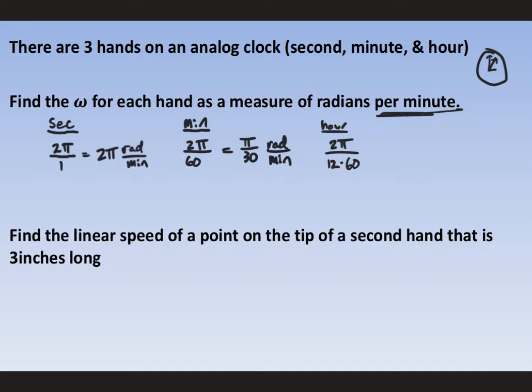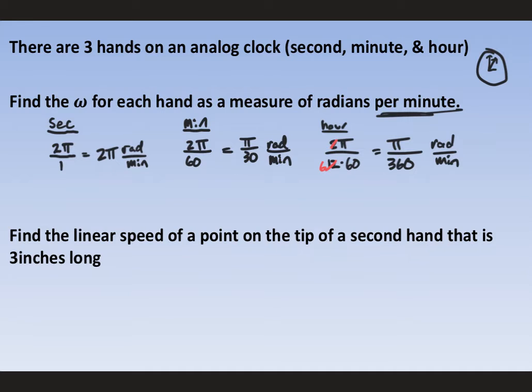So if we simplify this fraction down right here, we could do a little math to help us out. We'll reduce that down to a 6. We have 6 times 60 on bottom now, so we get pi over 360 radians per minute. All right, so there we go. We found the angular speed for each of those hands on the clock.